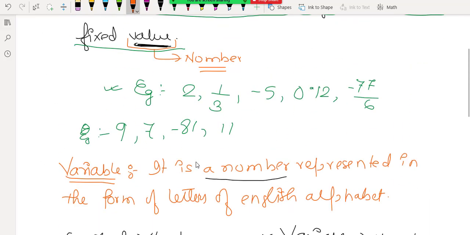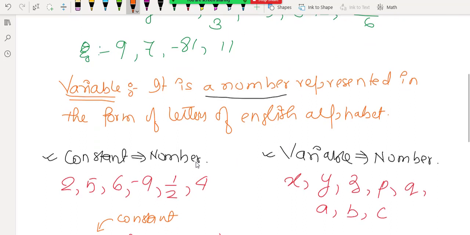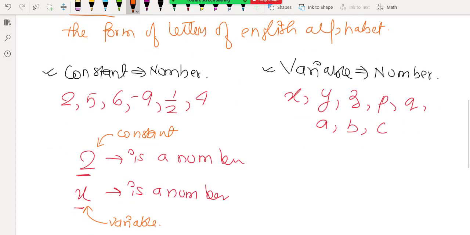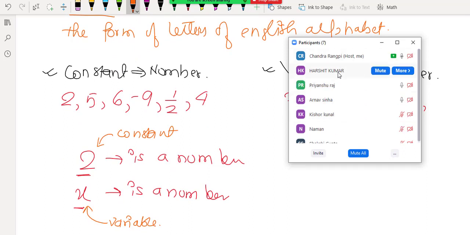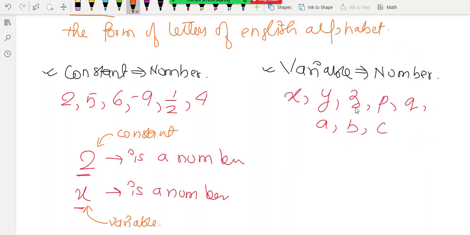So what is constant? Constant is a number, and what is variable? Variable is also a number. Then what is the difference between constant and variable? Anyone? Harshit, what is the difference between constant and variable? Sir, constant is written in the numeric form, whereas variable is written in the English alphabet. Very good. Variable is written in the form of English alphabet and constant is written in the form of a numeric symbol. But both are the same thing. Both are numbers.